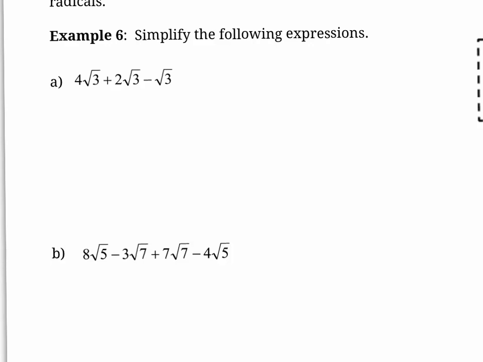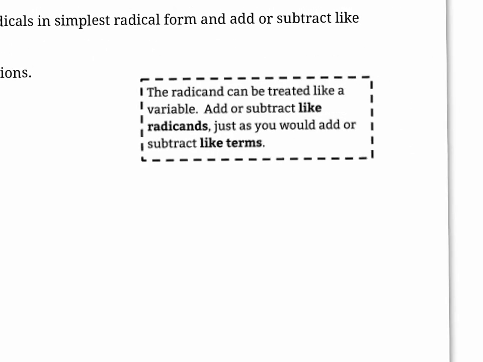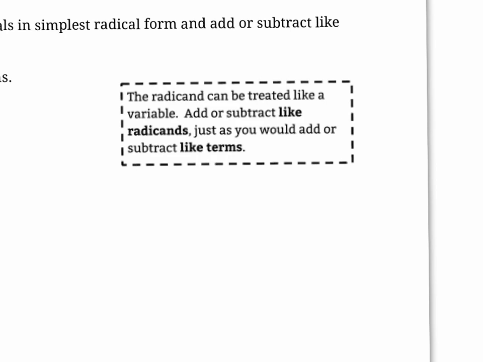We did some adding and subtracting in a previous example, but all you really need to remember is this guy. The radicand can be treated like a variable. You can add or subtract like radicands, just like you would add or subtract like terms. So if I have, for example, 2 root 3's, and then you have plus another 5 root 3's, you're just counting the root 3's. That means there are 8 root 3's.